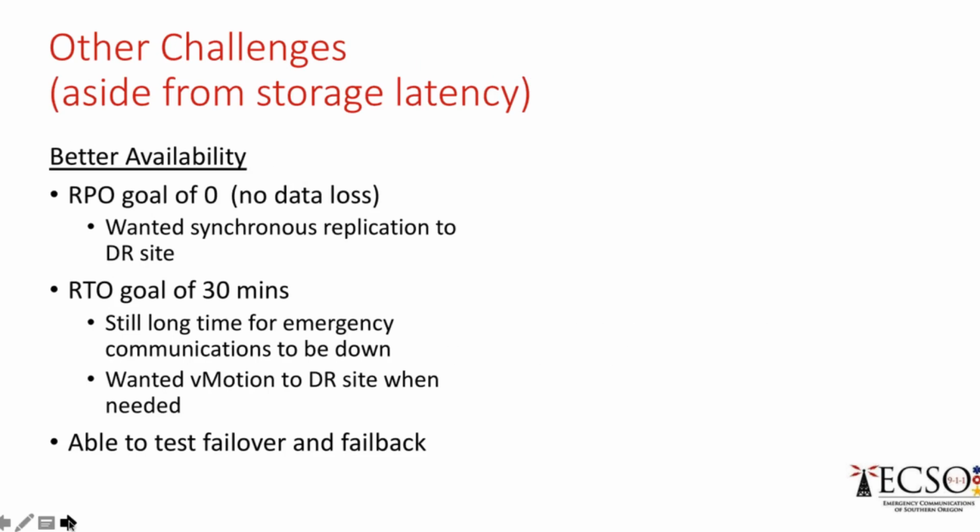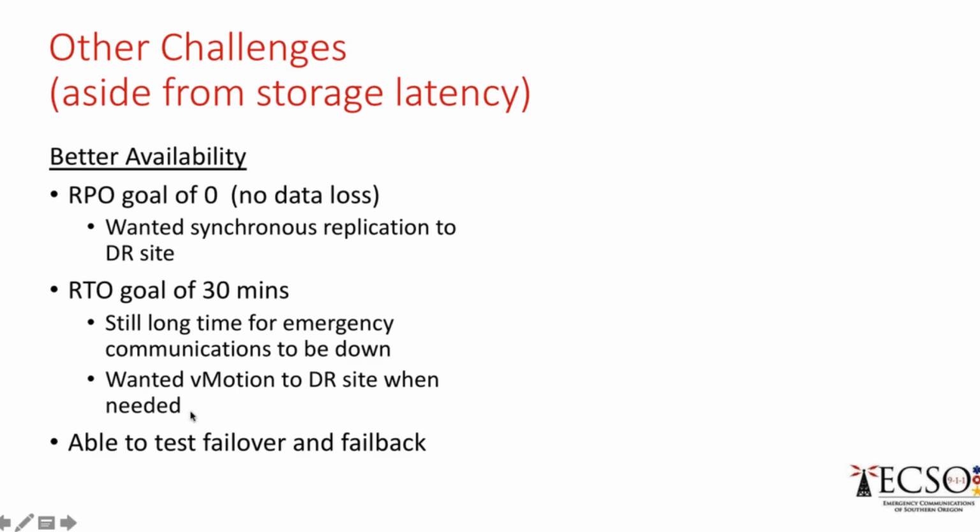Now, they also had other challenges. They wanted better availability, right? So they had an RPO goal of 0, so no data loss. They basically wanted to synchronously replicate to their DR site. Oftentimes, what they would find is, in the event of a power outage or something like that, the current scheme had them losing anywhere from 15 minutes to hours of data. So that was really concerning for them.